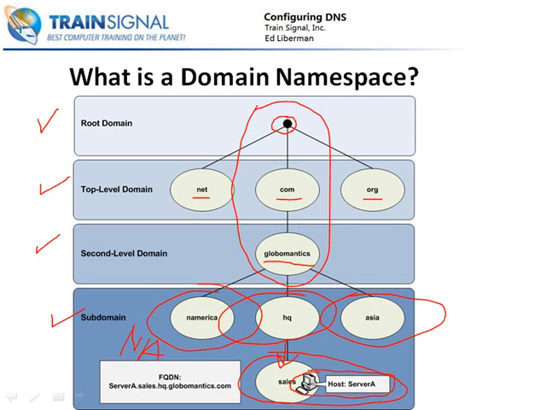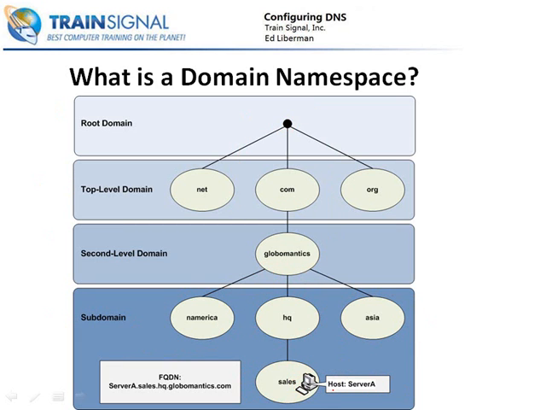So let me clear this all out of here. And you'll see here that host Server A has a fully qualified domain name, FQDN, of servera.sales.hq.globalmantics.com. Server A is the host name. That's because it represents host Server A, the given host, inside of sales, the given domain, and how it is relative to the entire tree is along this path right here, and then it is laid out as servera.sales.hq.globalmantics.com. And that is what a DNS domain namespace is.